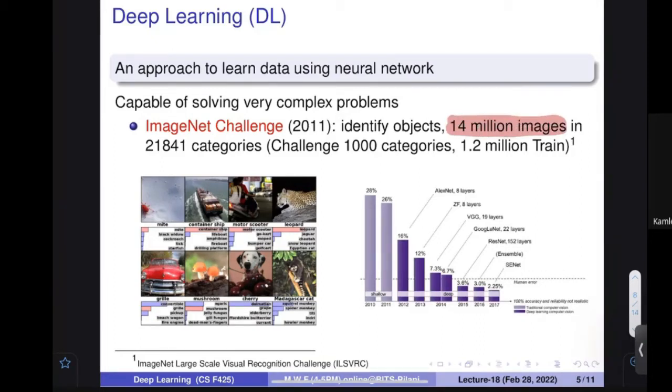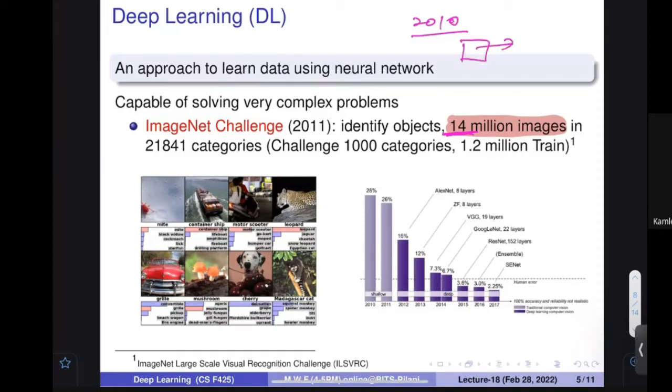This was collected around 2010. At that time, using internet sources, Flickr and other kinds of online resources, they collected these 14 million images. And then they asked the community to spend some time and label them. Label them means what? If one image is there, what is inside that image?